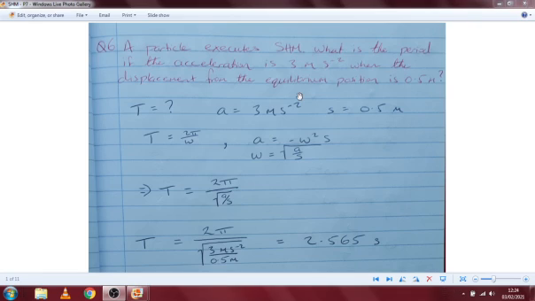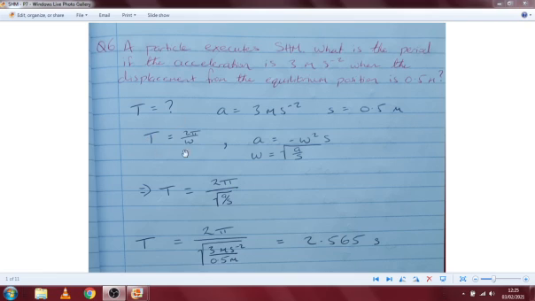On now to question 6. It tells us again, a particle executes SHM. What is the period if the acceleration is 3 meters per second squared when its displacement from the equilibrium position is 0.5 meters? So again, what is the period? Acceleration is 3 meters per second squared when it is a distance of 0.5 meters from the equilibrium.